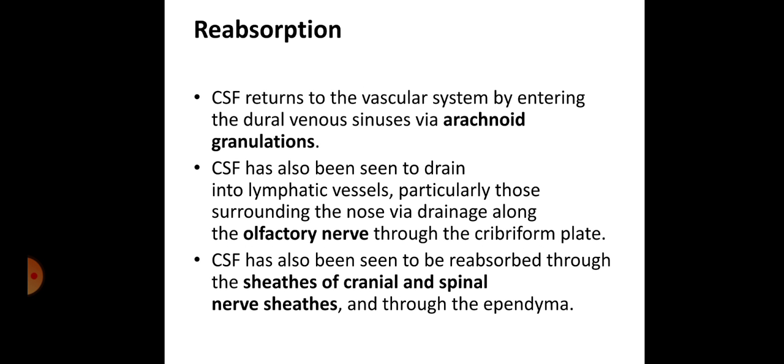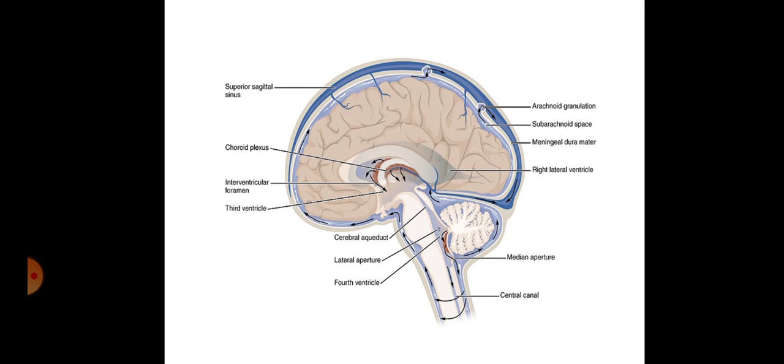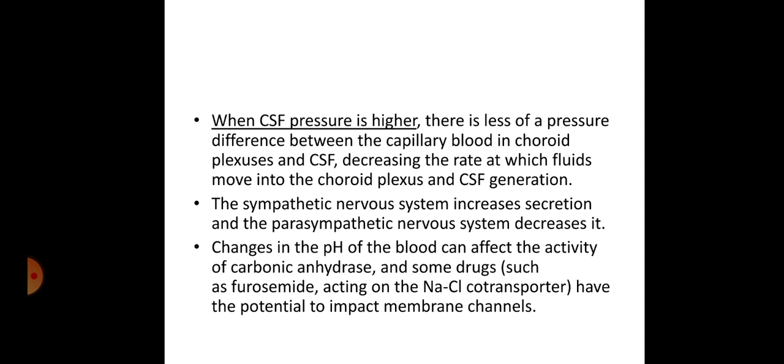Reabsorption. Now, CSF returns to the vascular system by entering the dural venous sinuses via arachnoid granulations. Now, apart from these arachnoid granulations, CSF also drains through lymphatic vessels, particularly around the olfactory nerve and nerve sheaths of various cranial and spinal nerves. Now, this diagram shows the drainage of the CSF. CSF passes through the ventricular system to the subarachnoid space around the brain. From there, the arachnoid granulations, which are protrusions from the arachnoid mater, drain into the dural venous sinuses.